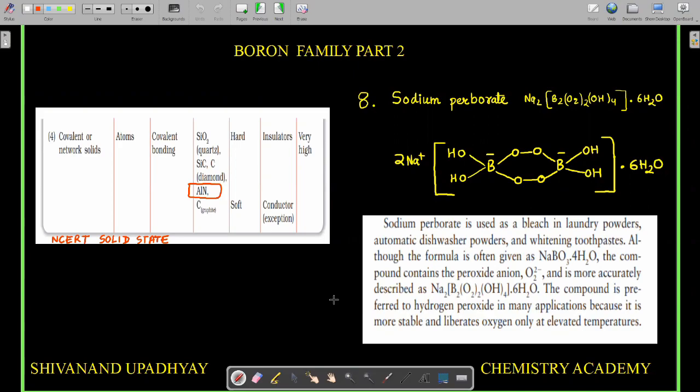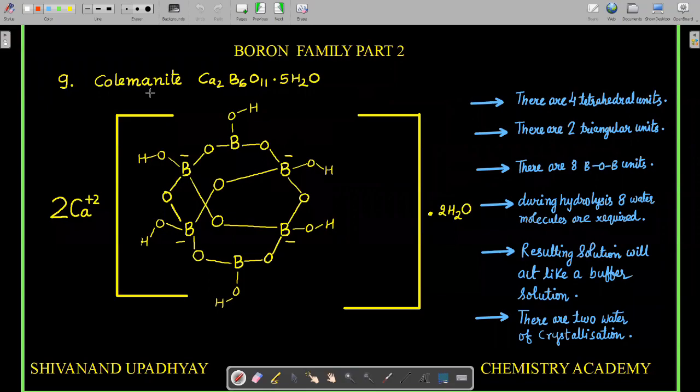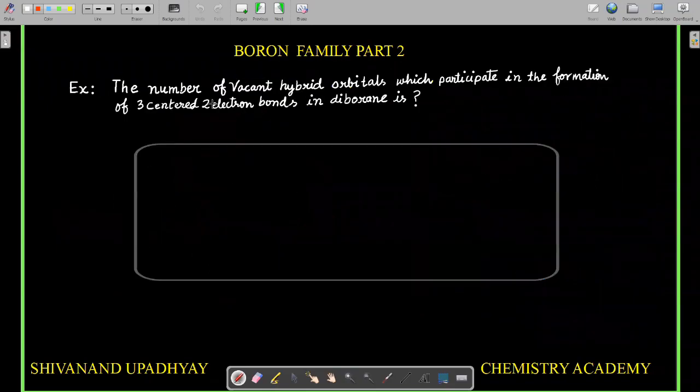So the compound is preferred to hydrogen peroxide because hydrogen peroxide in aqueous medium is unstable, right? So in many applications it is used because it is more stable. At higher temperature only this bond is going to break, right? So this structure is also very important, sodium perborate, right? So these are the things. And the last, I think this is the last structure.